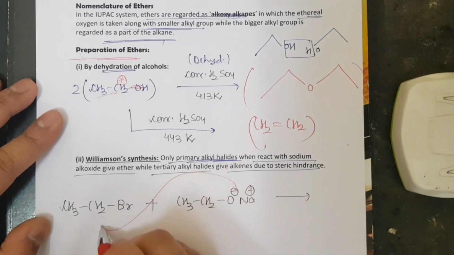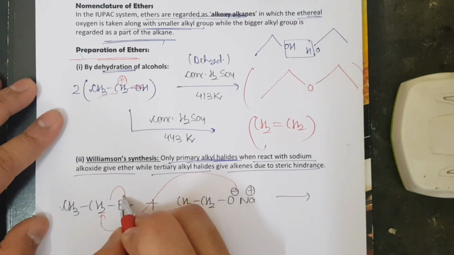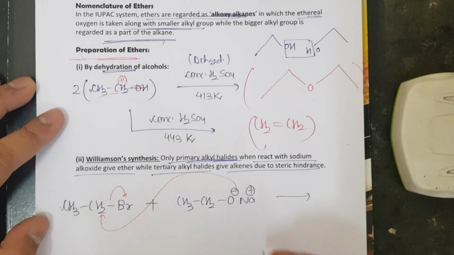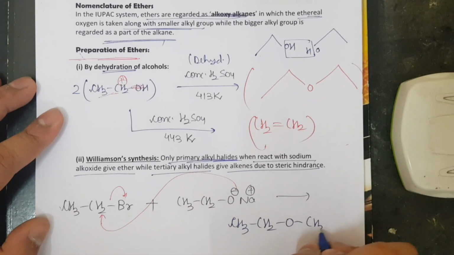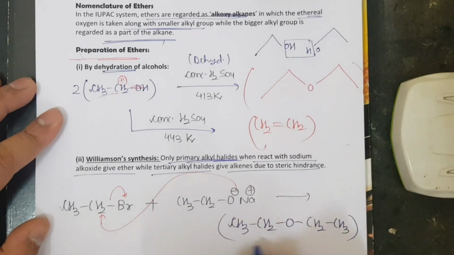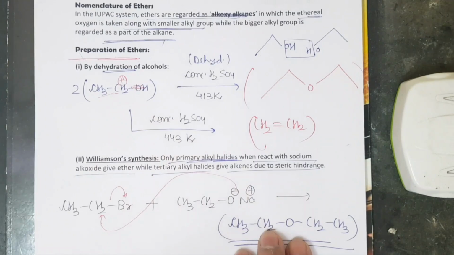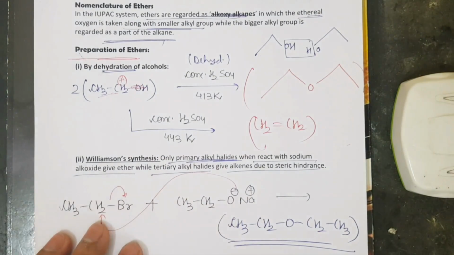This O minus would go attack this carbon. This Br is removed from here. So I get the formation of CH3CH2OCH2CH3. So you can see that we get the formation of an ether when we take the primary alkyl halide.